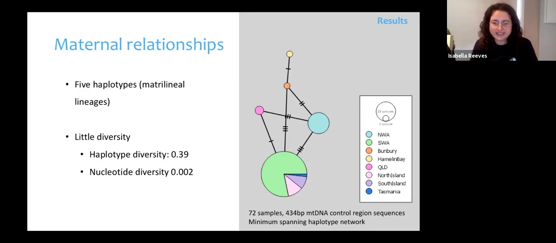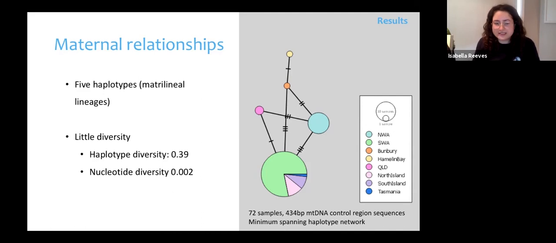And from what we can see is that most localities, or all localities, only have 1 haplotype, but there is 1 haplotype that's shared amongst several localities. So Southwestern Australia, New Zealand, both North and South Island and Tasmania share the same haplotype.